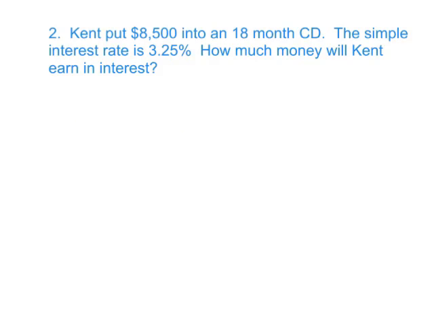Number 2. Kent put $8,500 into an 18-month CD. The simple interest rate is 3.25%. How much money will Kent earn in interest? So our simple interest formula is I equals PRT. Again, remember the I is just the interest.